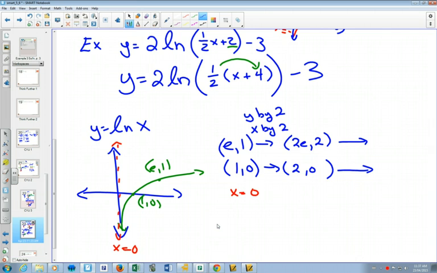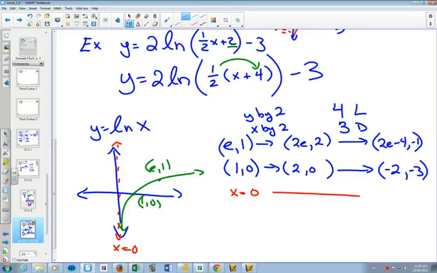And then the next thing I see is the 4 and the 3. The 4 is going to be 4 to the left, and the -3 is going to be 3 down. So 4 to the left, you would write (2e minus 4, -1). And 4 to the left would give us (-2, -3). And the only thing that's going to affect our asymptote is when we move it 4 to the left. So it'll be now at x equals -4.